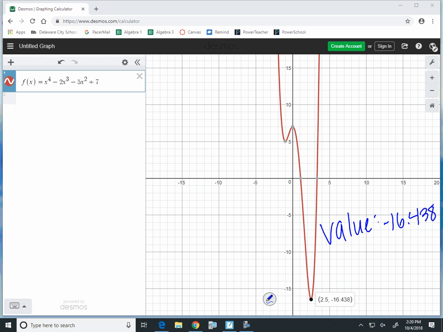Below that, it says write it as an ordered pair. So the ordered pair is what you click on and see on Desmos. 2.5, comma, negative 16.438. So that's the ordered pair. The value is that y. The ordered pair is what shows up on Desmos. Okay, questions for me?